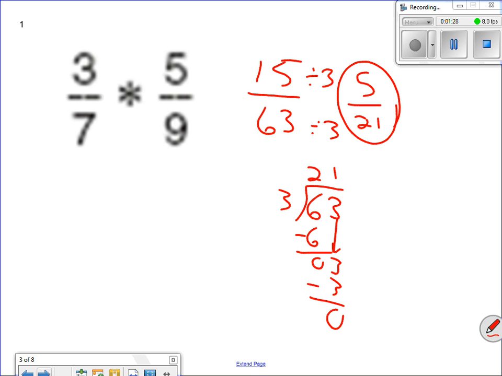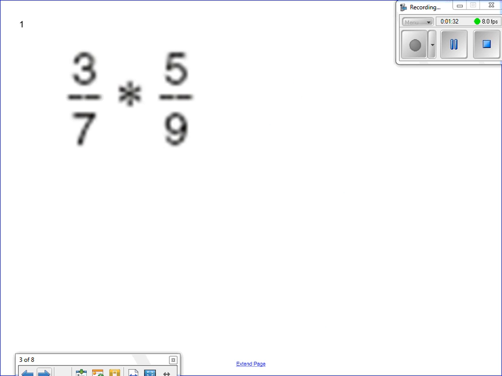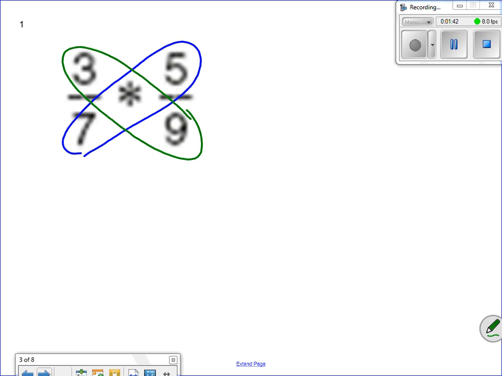Let's take a look at this new concept called cross reduce. You are going to absolutely love it. I want you to look at these two numbers as a pair and these two numbers as a pair. Let's take a look at that blue pair first, 7 and 5. Is there a number that can go into 7 and 5? There isn't. How about 3 and 9? Is there a number that can go into 3 and 9? There is. 3 can go into 3 and 9.